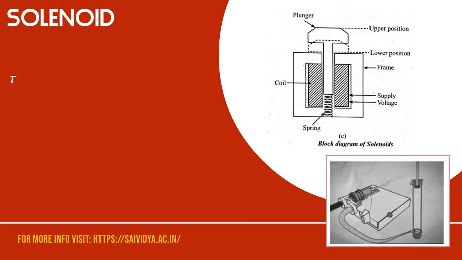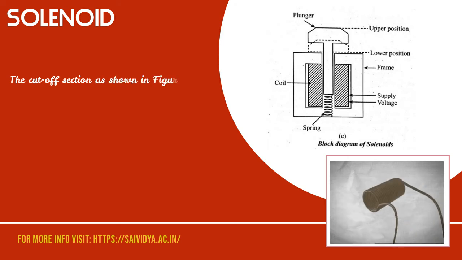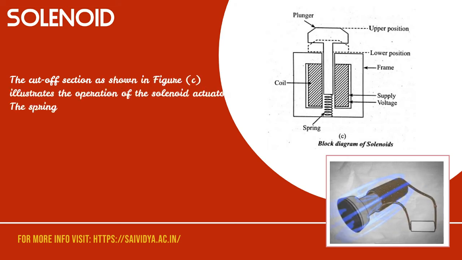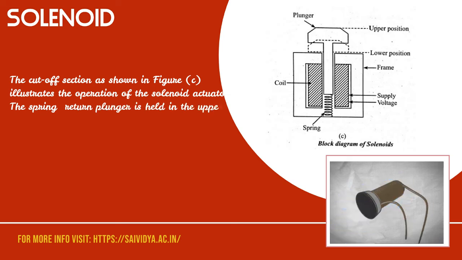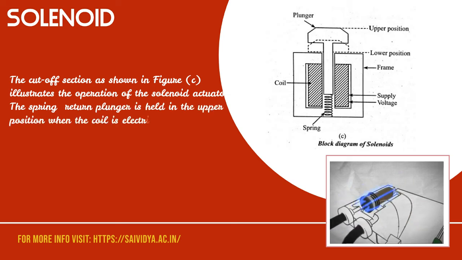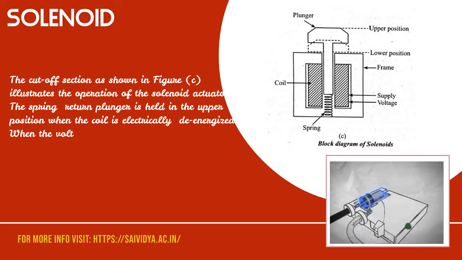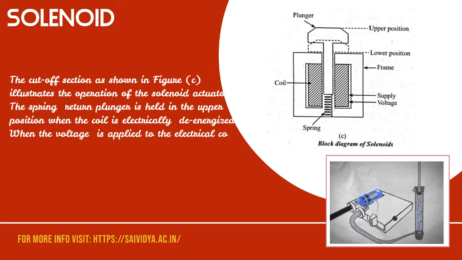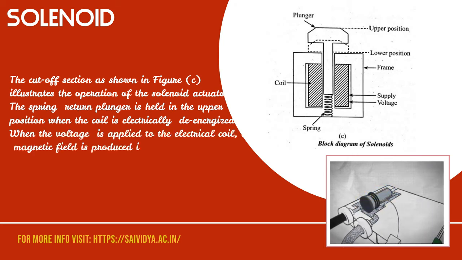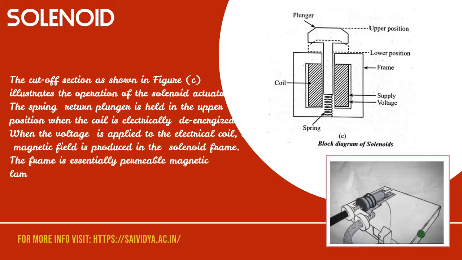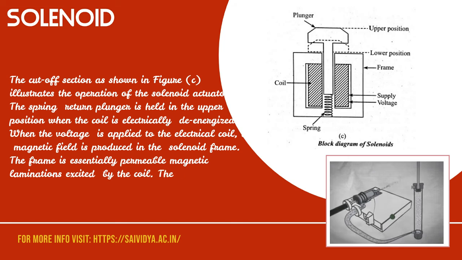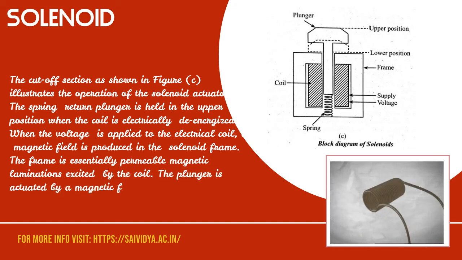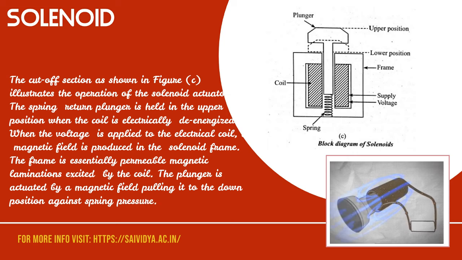The cut-off section shown in figure C illustrates the operation of the solenoid actuator. The spring return plunger is held in the upper position when the coil is electrically de-energized. When voltage is applied to the electrical coil, a magnetic field is produced in the solenoid frame. The frame is essentially permeable magnetic lamination excited by the coil. The plunger is actuated by the magnetic field pulling it to the down position against the spring pressure.